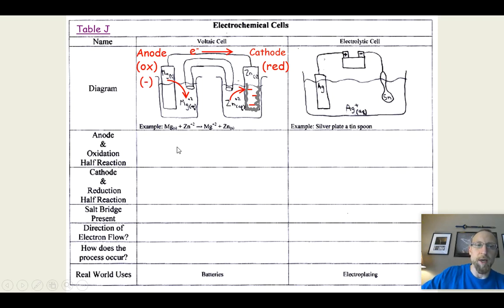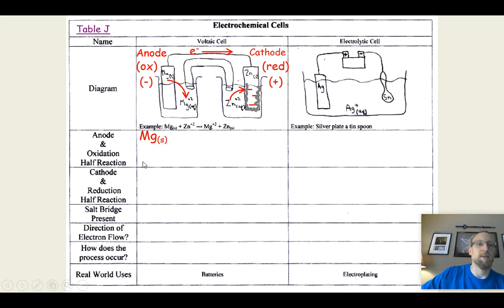So who's the anode and who's the cathode? Well, let's remember our charges first, right? The anode is negative, cathode is positive. So who's the anode? Magnesium, right? That's where our oxidation is taking place. But remember, the anode is a metal. It's a solid object, right? The electrode is a solid object. So magnesium solid is the anode.